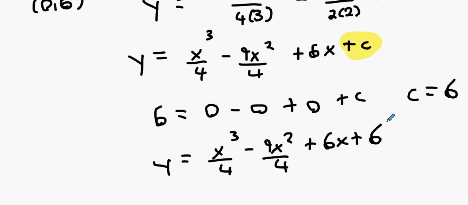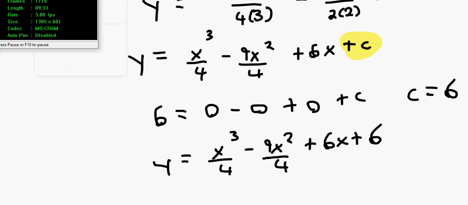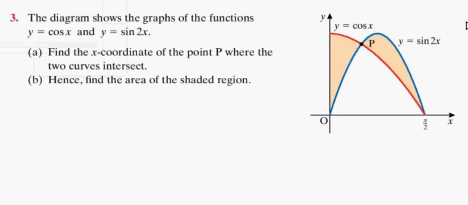Difficult question. Now, find the x coordinates of the point P where the curves intersect. No bother. What do we normally do when curves intersect? They have the same y value, don't they? And the same x value at the same time. So we're just going to say intersection means y equals y, cos x equals sine 2x.